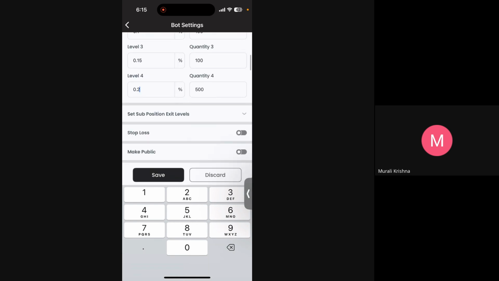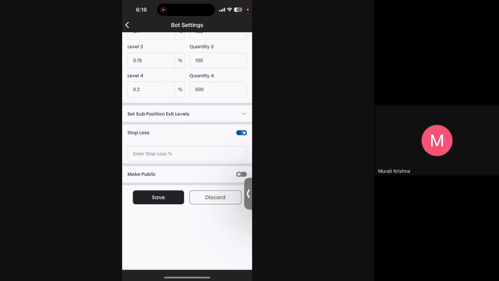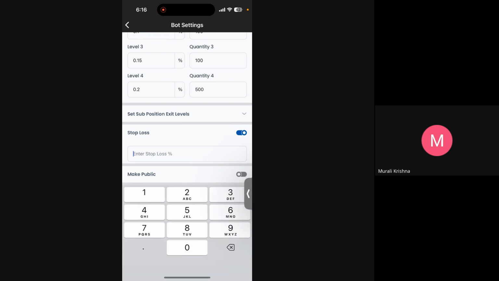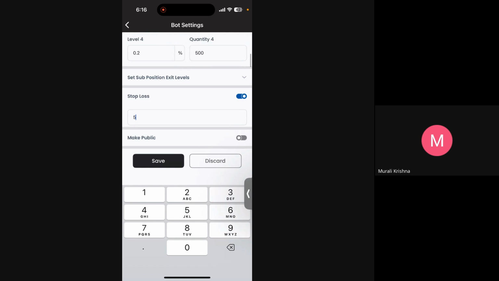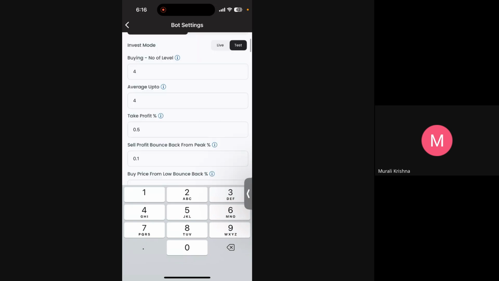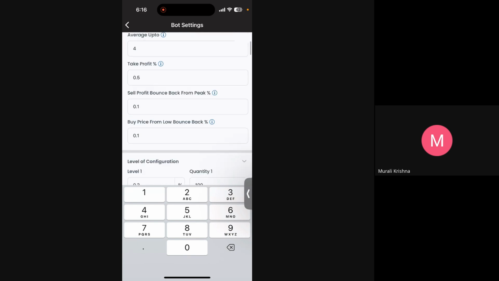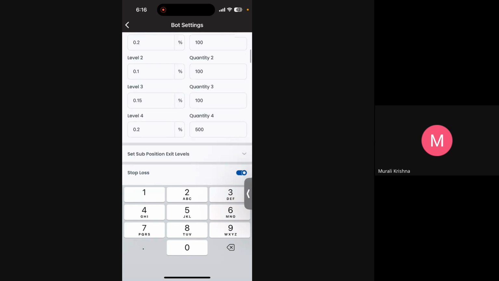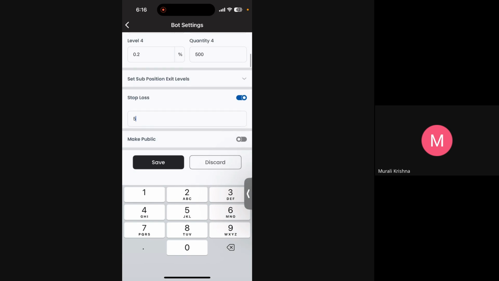So now let us see here. You have a stop loss option here. You can keep a stop loss. Once it is accumulated, you can update the stop loss as well, and you can make this public as well. All you have to do is, once you fill in all the details, different levels of buying and the condition when to buy and when to sell, you have to save this.